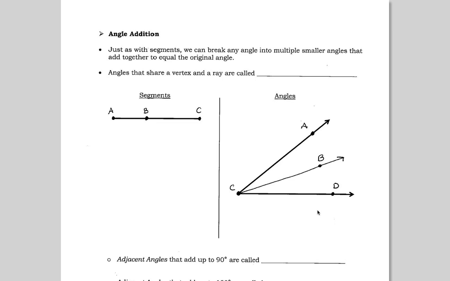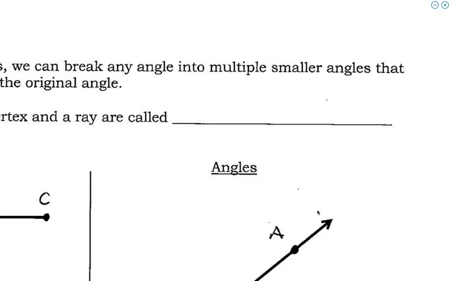So just as with segments, we can break any angle into multiple smaller angles that can add together to equal the original angle. Angles that share a vertex are called adjacent angles.